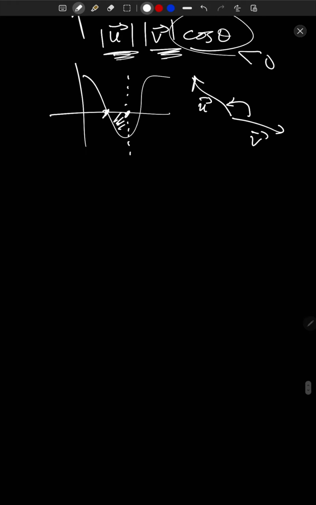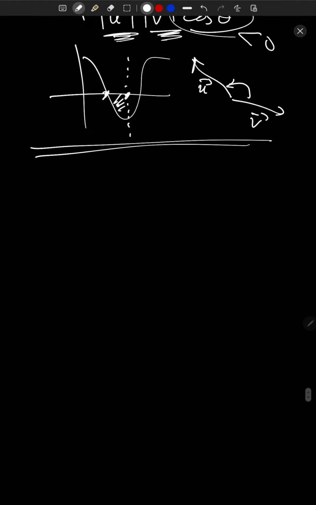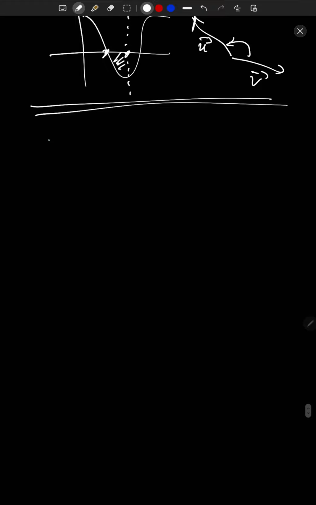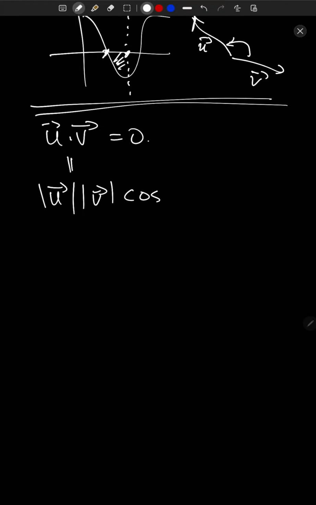Okay, the last one is the most important one of the three situations, is if u dot v were equal to 0, right? How could this happen? Again, u dot v is length of u, length of v, cos theta. For a bunch of products to be equal to 0, one of these guys has to be 0, right? If two things are multiplied, x times y equals 0, that means x equals 0 or y equals 0, right?